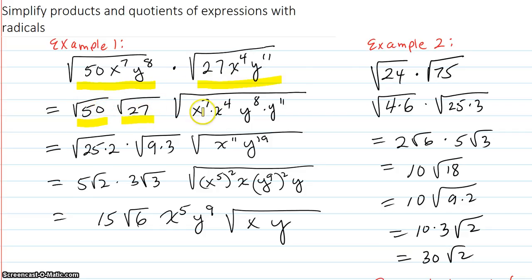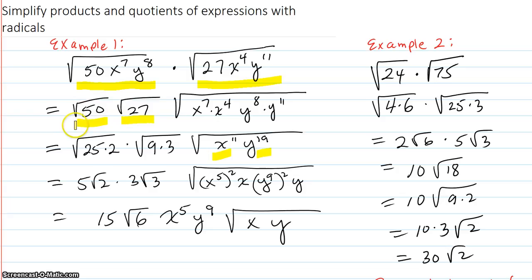And so then I have all these variables left here: x to the 7th, y to the 8th, x to the 4th, y to the 11th, and I grouped them so that the x's are together and the y's are together. Then I'm going to multiply those together. They have the same base. You add the exponents: x to the 11th, y to the 19th.